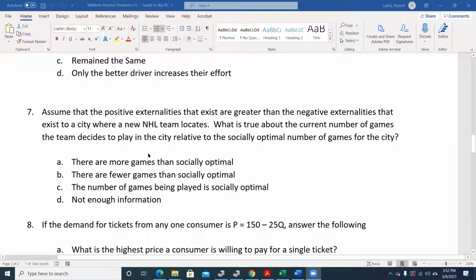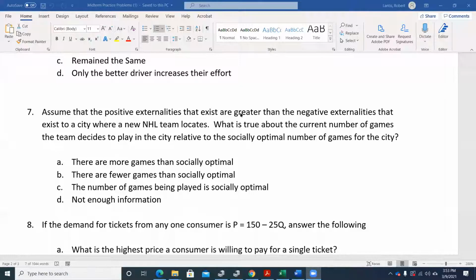So let's say we've got some positive externalities that exist that are greater than the negative externalities. What's going to be true about the current number of games that the team decides to play relative to that socially optimal number of games? So we touched on this I think it was last week or maybe the end of the week before. We started talking about positive and negative externalities. Okay. So here we're told, I think it was that the positive externalities are larger.